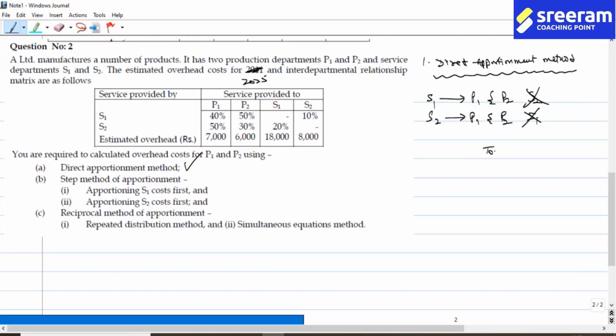You have the total column, the P1 column, the P2 column, and you have items that we will take up. Firstly, primary distribution summary. Against P1 it is 7,000, and against P2 it is 6,000. Am I right? So 7,000 and 6,000, the total is 13,000. Correct?